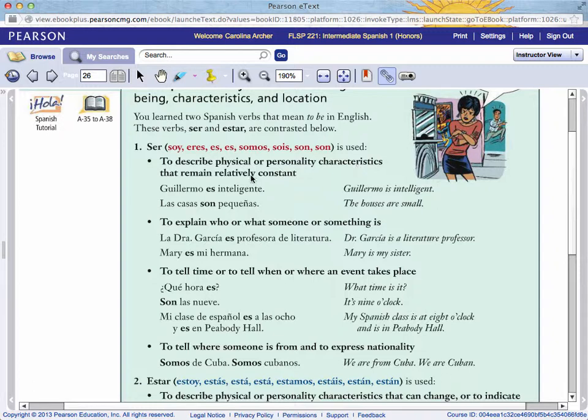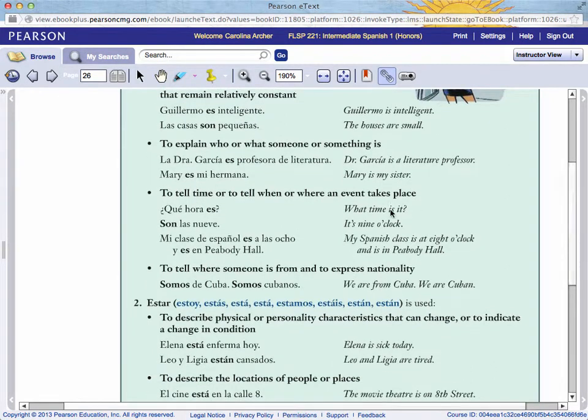For example, Guillermo es inteligente. Es inteligente. O las casas son pequeñas. Okay, to describe people or things or places. To explain who or what someone or something is. For example, your profession or a family relation. Okay. La doctora García es profesora de literatura. Mary es mi hermana. Okay, when you identify somebody through a family relation or a profession, or what someone or something is.